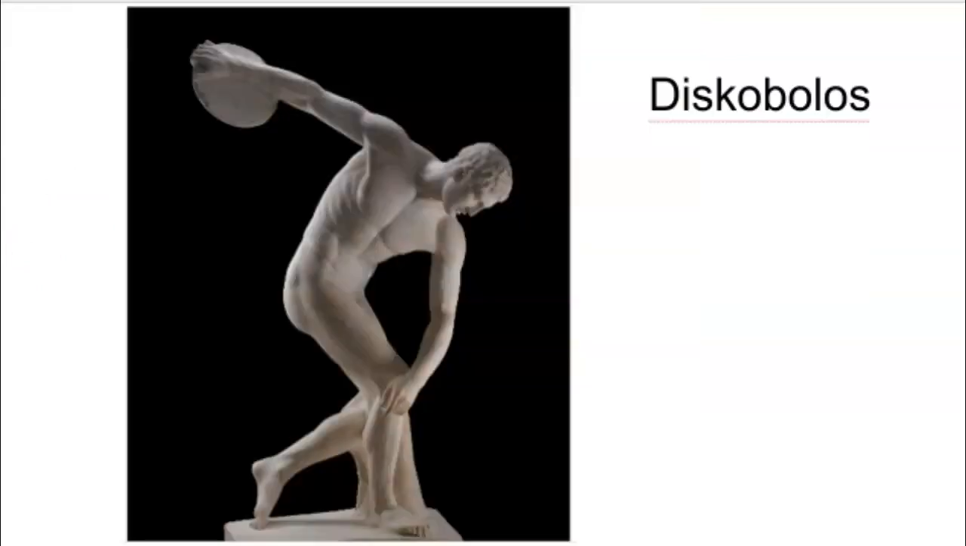Here's another one. Take a look at this. I'm sure you've seen this, right? This is called the Discobolos, which just means a discus thrower. Bolos means to throw. Discus, that just means disc. But this is a famous piece. We're getting kind of close to the classical period here. But take a look at where we've come, right?